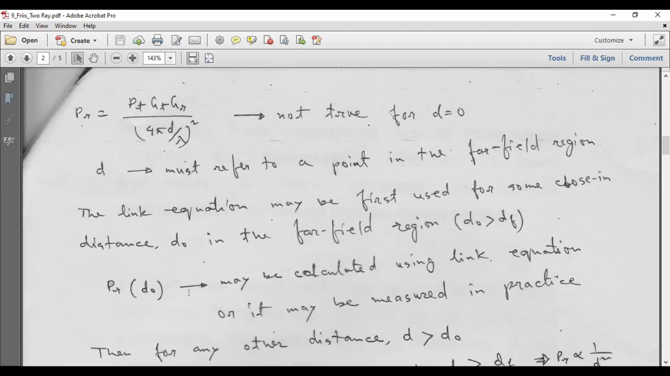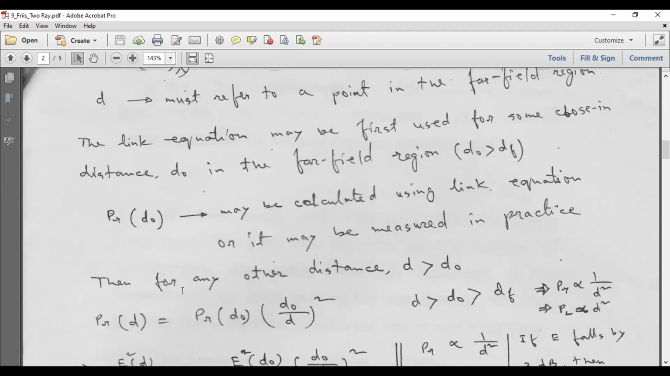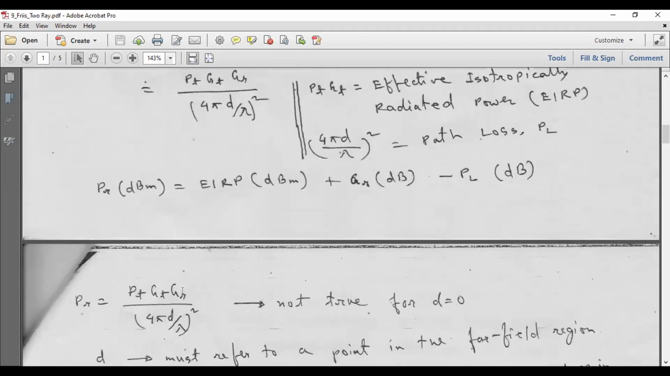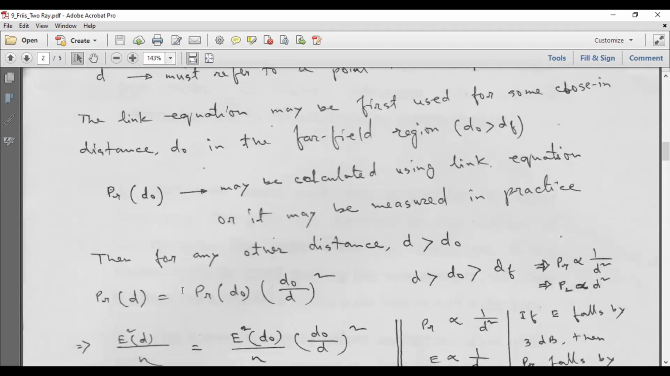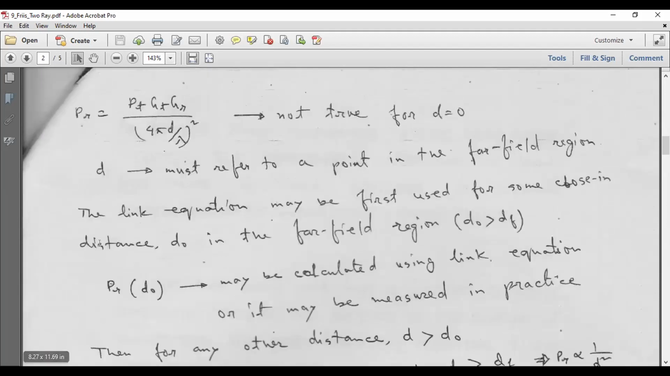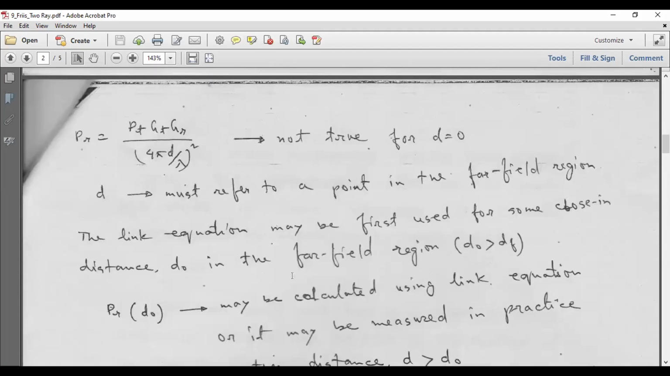Now, a lot of times people use some reference distance. That reference distance will definitely be in the far field region.